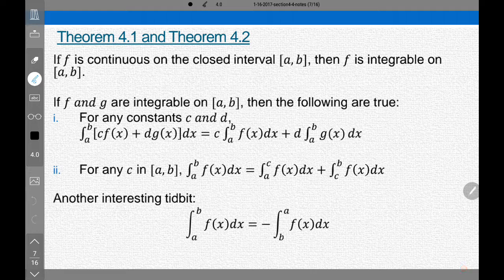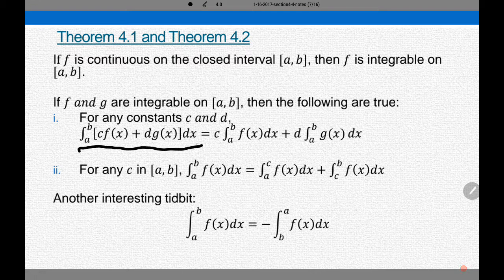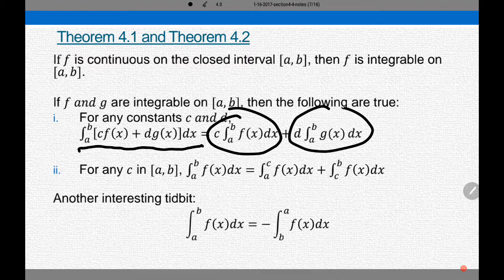Alright, so we've got a couple of theorems here that will help us out when we go to look at our integrals. We can combine some things, we can split things up. So here, if I've got an integral from a to b of two functions, a constant c times the first function, plus d, which is another constant times the second function, I can actually split it up into two integrals, just like we did with summation and things like that.